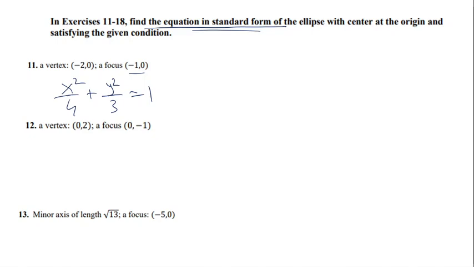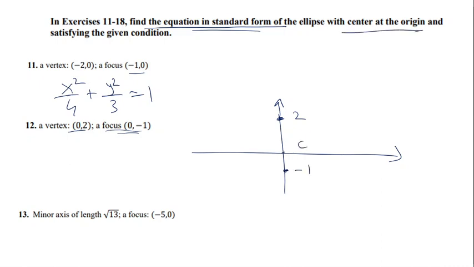Now the vertex is at (0, 2), and the focus is at (0, -1). It's better you sketch the graph of it. The vertex is (0, 2), which is here. This is one of the vertices, and the focus at (0, -1), which is here. And this is the center, we know the center is at the origin. If this is one of the vertices, the other vertex has to be at (0, -2). And the focus is here, and the other focus has to be at 1 then.